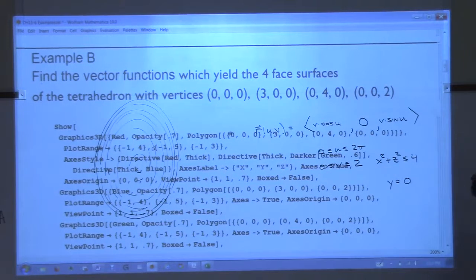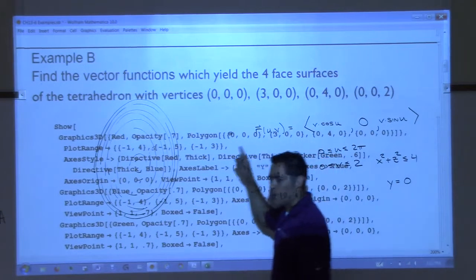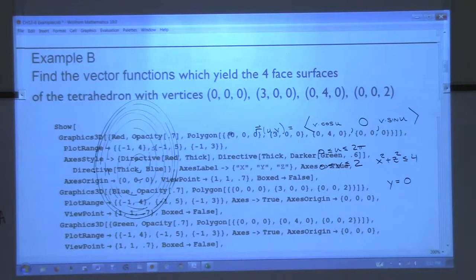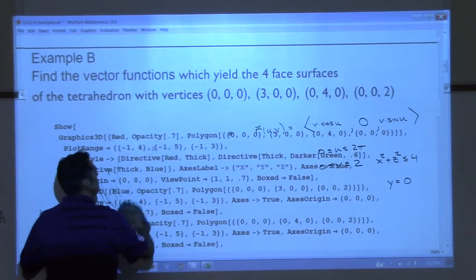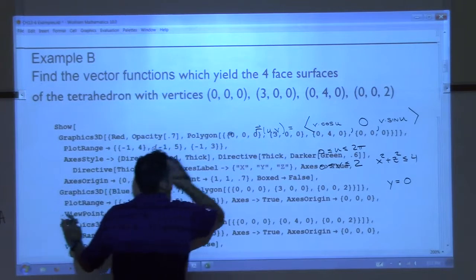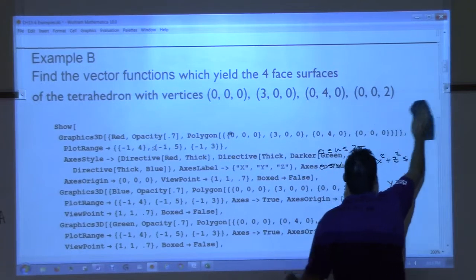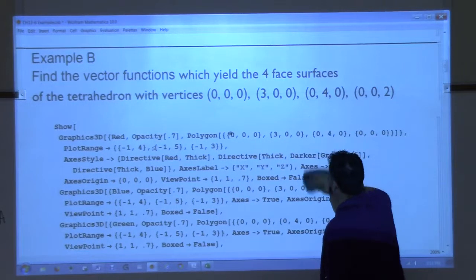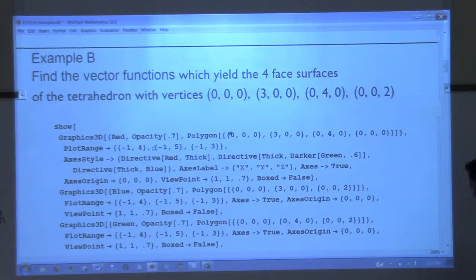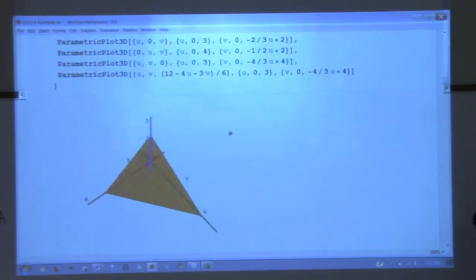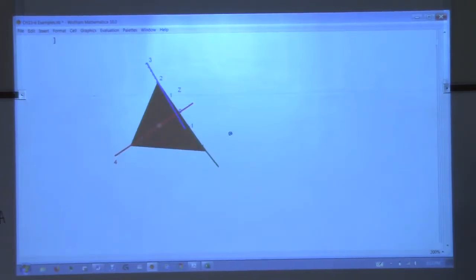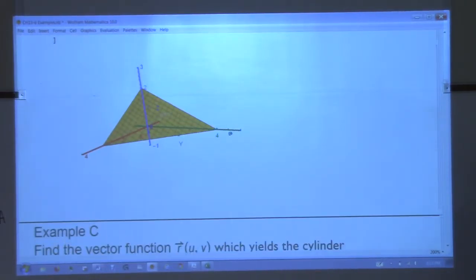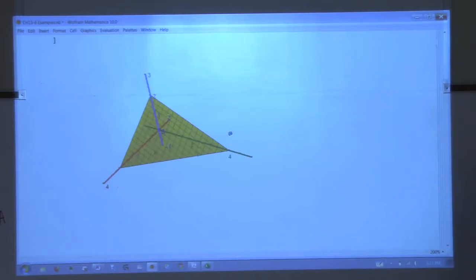Find the vector functions, plural. See that? Functions, plural, which yield the 4 face surfaces of the tetrahedron with the vertices 0, 0, 0, 3, 0, 0, 0, 4, 0, and 0, 0, 2. All right? So we need to be able to come up with 4 separate vector functions, 4 separate ones that will draw each of the 4 surfaces here.